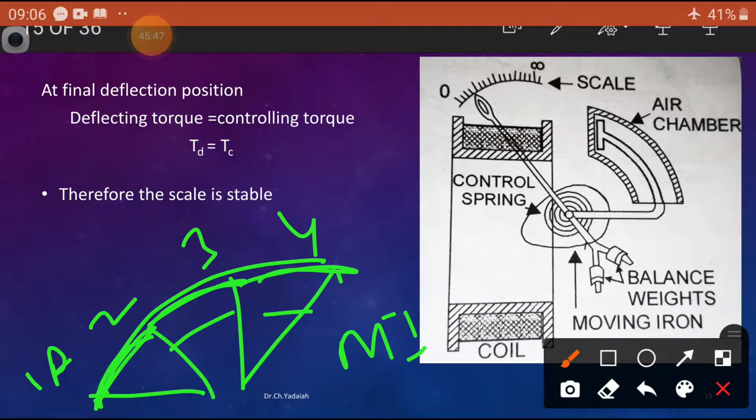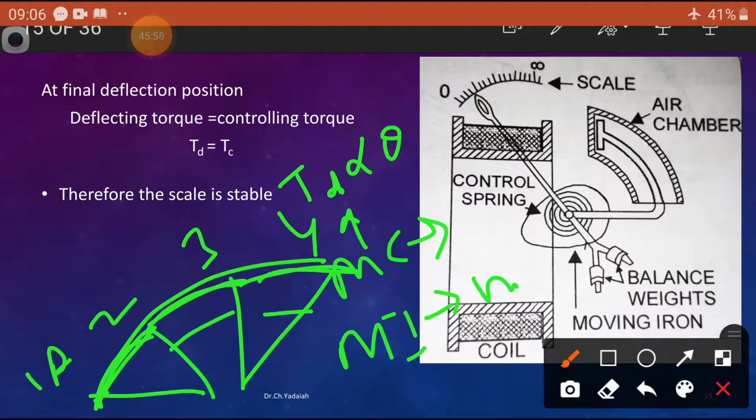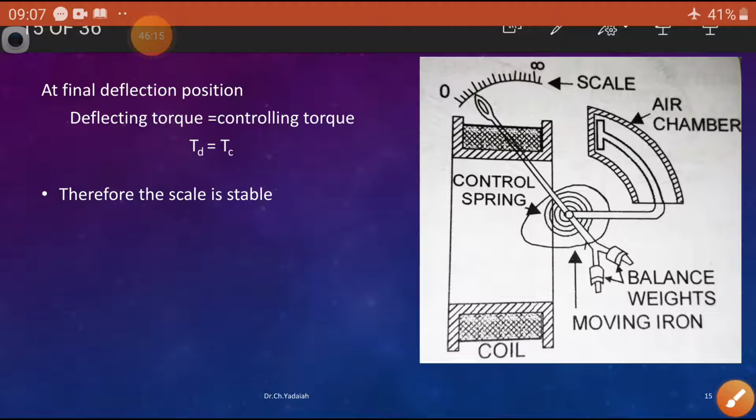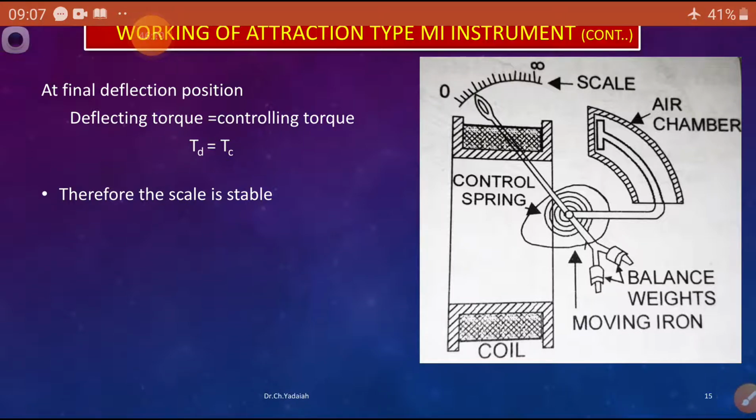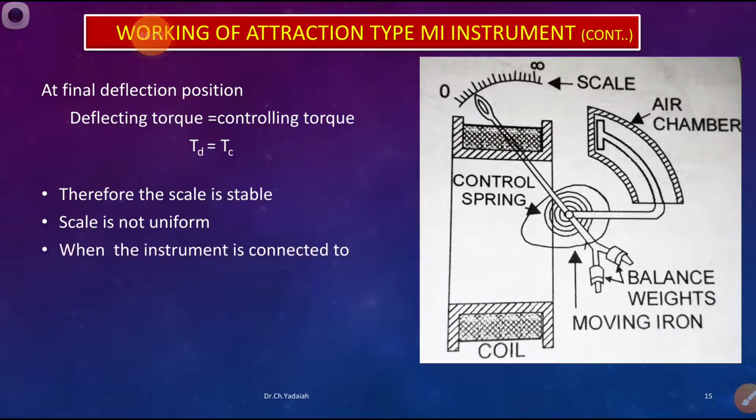So MC instruments have a uniform scale, and MI instruments have a non-uniform scale. In MC instruments, TD is directly proportional to theta, that is, directly to current. Here in MI instruments, TD is directly proportional to the square of the current, or theta square. That's why the scale is not uniform. Therefore, when TD is equal to TC, that's one. And next, the scale is not uniform, and when the instrument is connected to an AC supply, it indicates the RMS value.